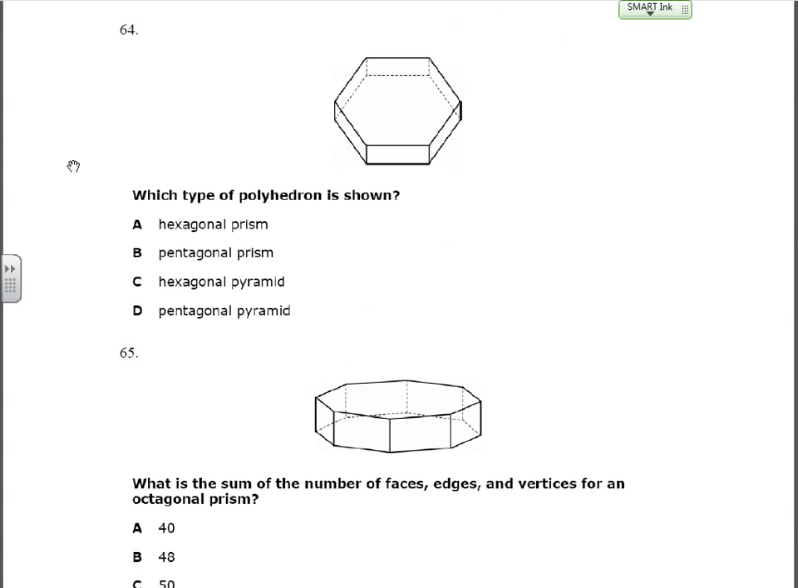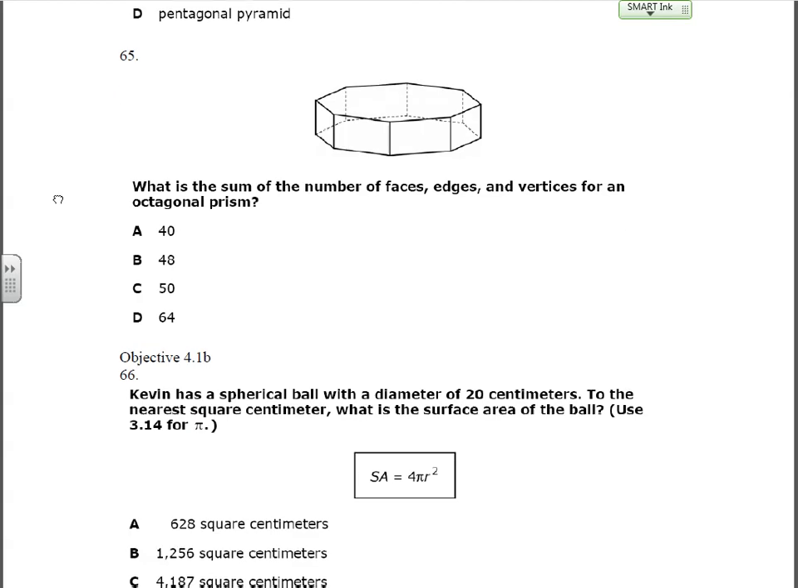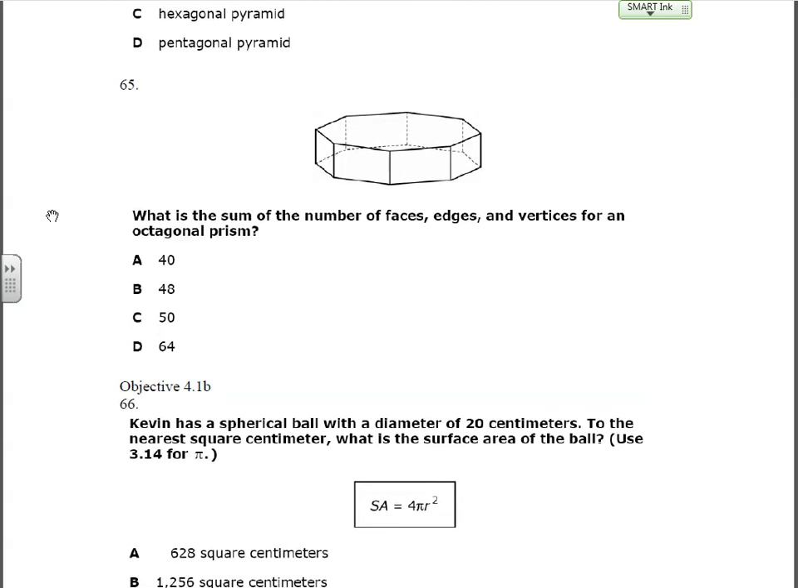How do you know it's a hexagonal prism? Because it has 6 sides. How do you know it's a prism, not a pyramid? Because it's not a pyramid, right? There's no point to it. 65, what is the sum of the number of faces, edges, and vertices for an octagonal prism? We've talked about faces before in surface area, right? It's kind of all the sides. The edges are these pieces here. There's an edge, there's an edge, there's an edge, there's an edge, kind of all the lines or the segments that make up the shape. And then what's a vertex here? Emily?